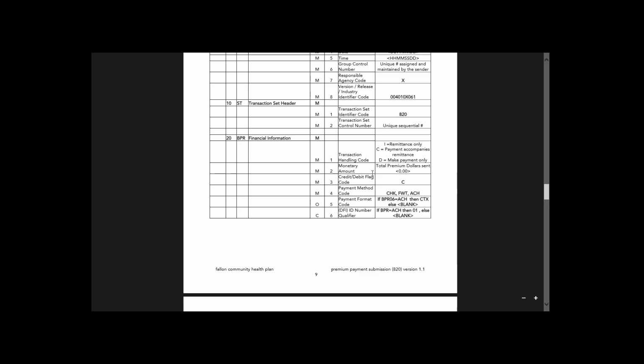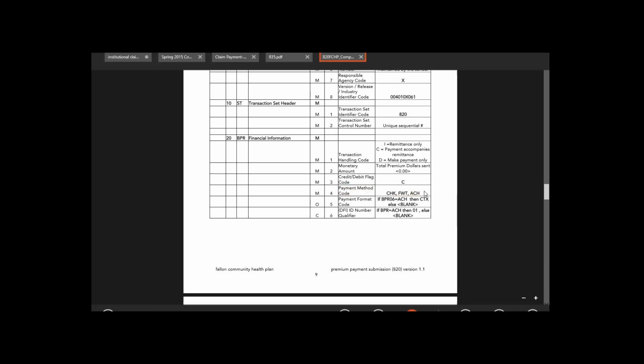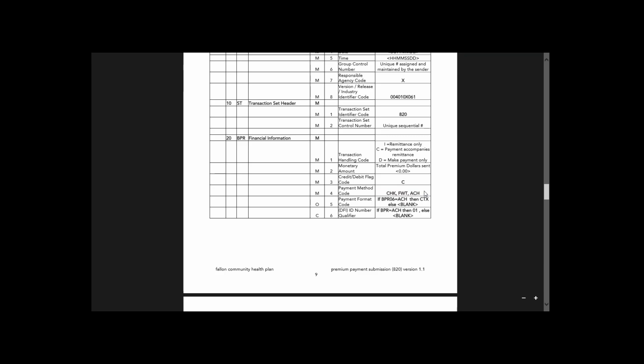Then they have the monetary amount. Monetary amount is that total amount, how much they are going to have as part of this financial transaction. The credit debit flag, payment method. Now see all this, they are going to have the check payment, the online payment, which is kind of electronic transfer, or the wired transfer. That is what it is.